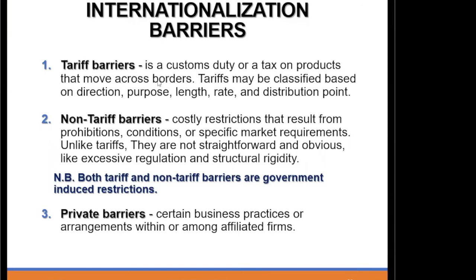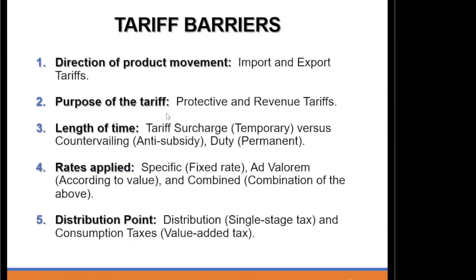And then the private barriers generally have to do with the business's own practices or arrangements that it has with its affiliate firms within the networks that it belongs to. So starting from tariff barriers, we can talk about tariff barriers based on the direction of product movement. We have barriers imposed on imports, right? We have import tariffs and export tariffs.